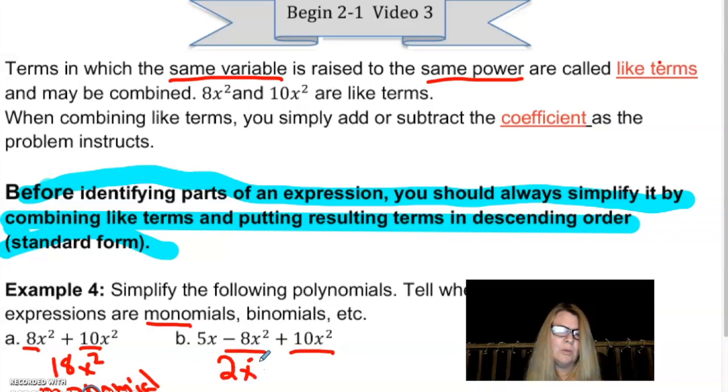2x squared. We're going to write that one first because you want to put it in standard form. That means descending order on the exponents. And then we put those two together, so we're left with a 5x. Nothing to add with that, so it would be plus, because it's positive, 5x. And we look at how many terms do we have here. There are 2, so it is a binomial.